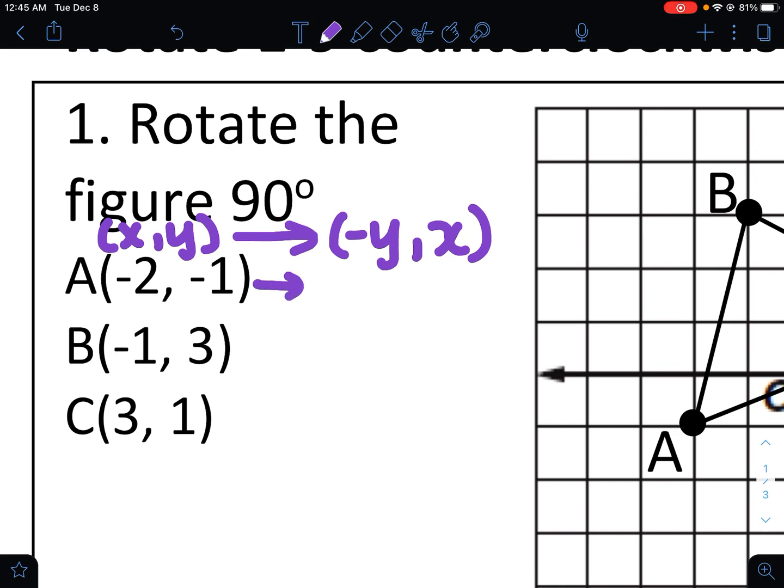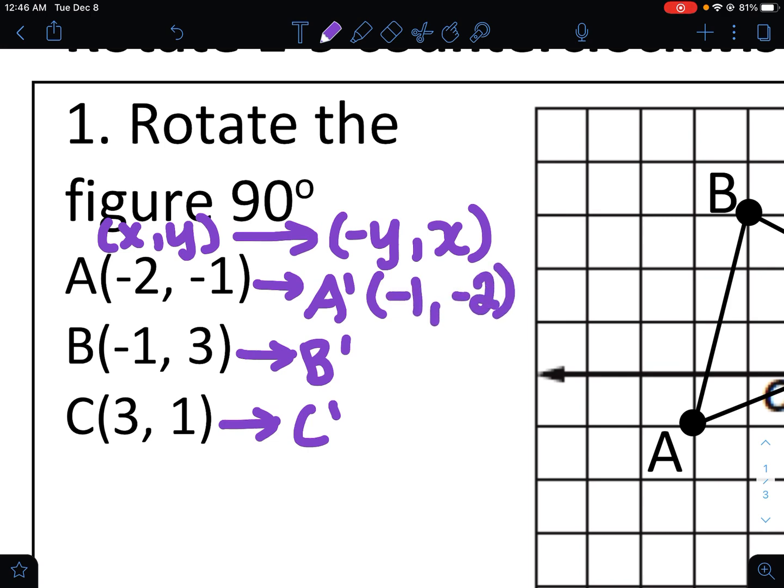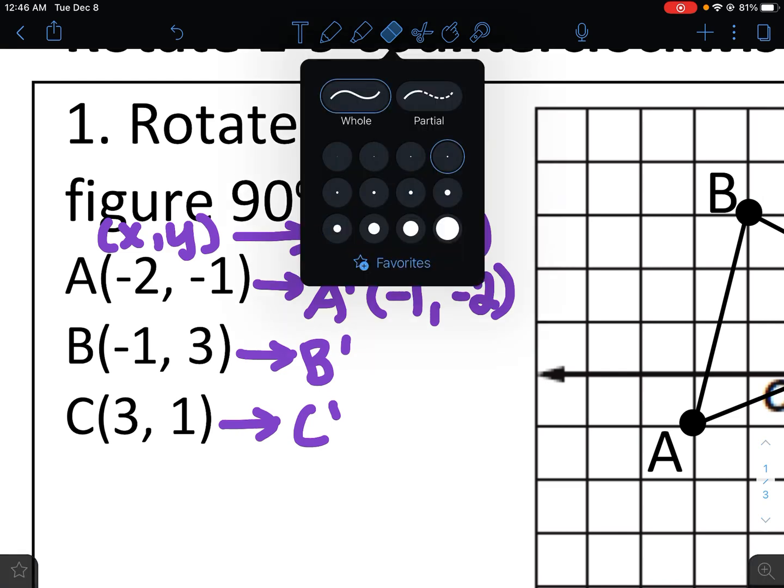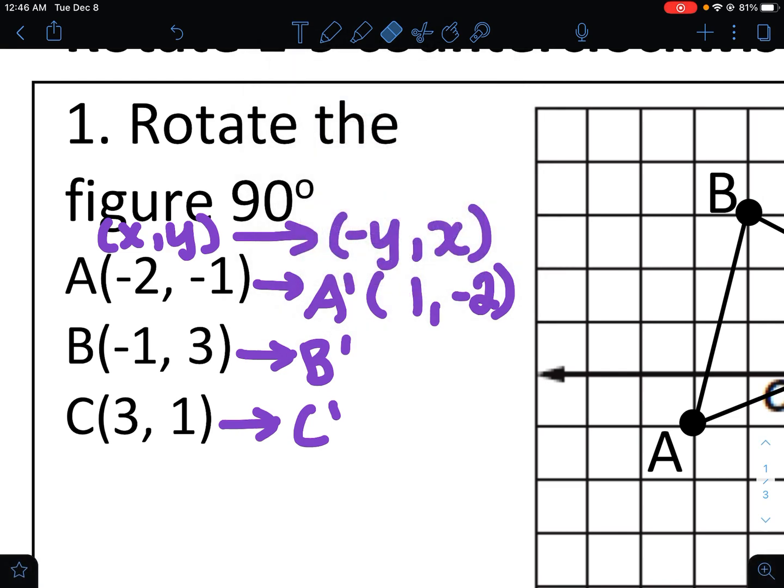All right, so I'm going to put my arrow next to each of these. So a prime, b prime, c prime. I'm just going to use the rule. I'm not going to use my little trick that I showed you guys because the rule I think is simpler to understand. All right, so x and y clearly switch places, and then the original y is going to change signs. So instead of -2, -1, it would be -1, -2. They switch places, but the original y is going to change signs. So instead of being -1 now, it's just going to be 1.